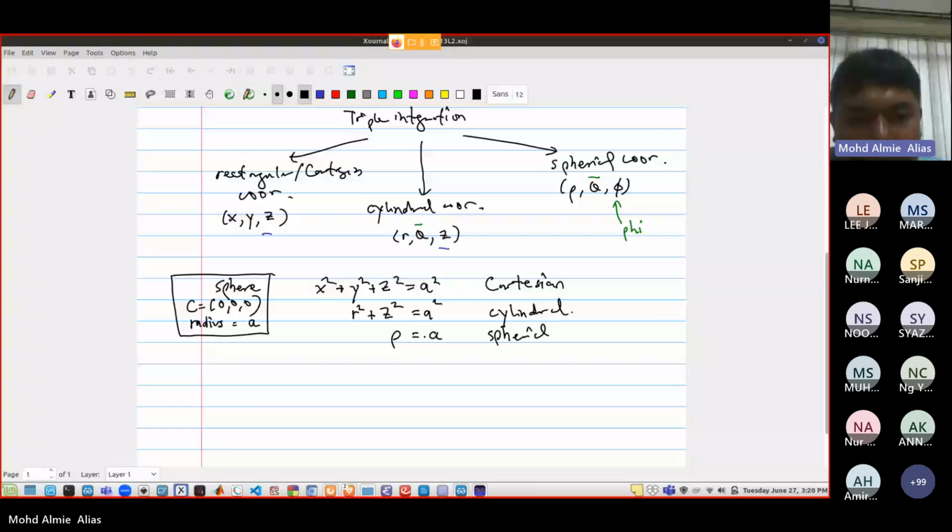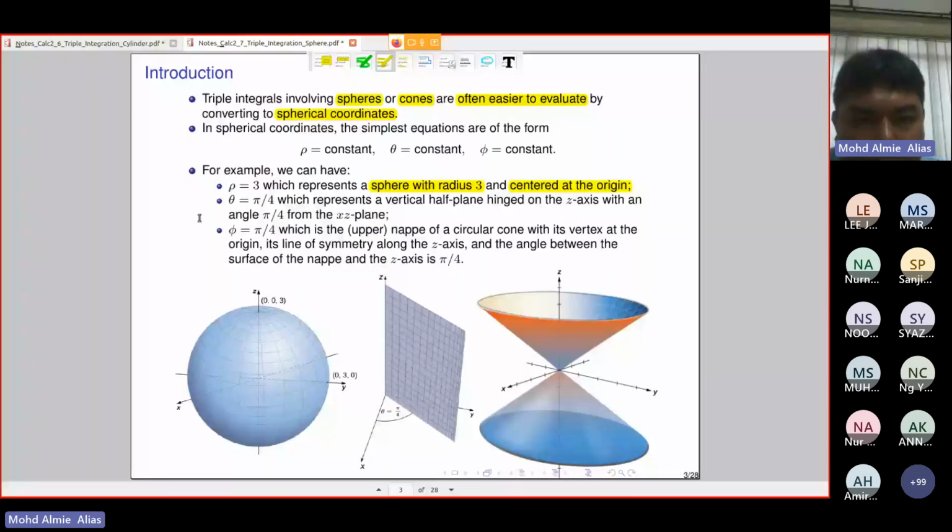So here we will see why we have this simple description of our sphere, and then we have another quantity which is theta. Okay, so if theta equals a constant, let's say theta equals pi over 4, then it will actually represent a vertical half plane hinged on the z-axis with an angle pi over 4 from the xy plane.